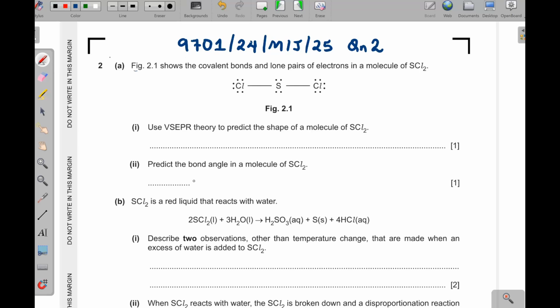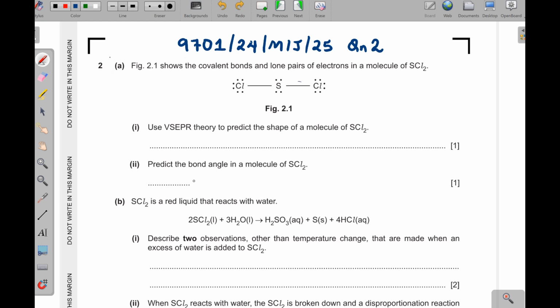Question 2, Part A. Figure 2.1 shows the covalent bonds and lone pairs of electrons in the molecule of sulfur dichloride. Then Roman 1: use valence shell electron pair repulsion theory to predict the shape of a molecule of sulfur dichloride.